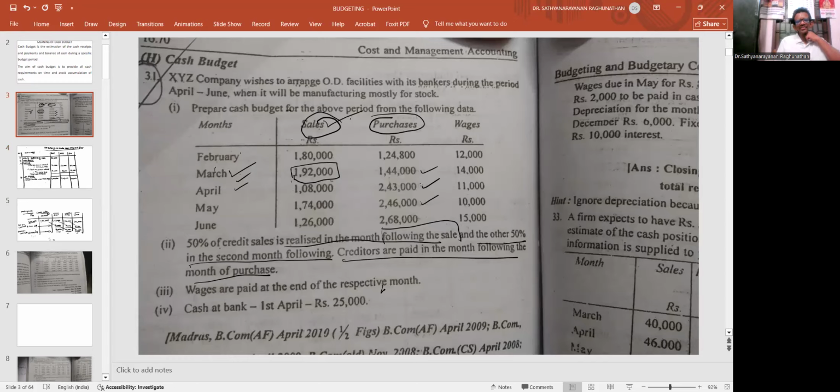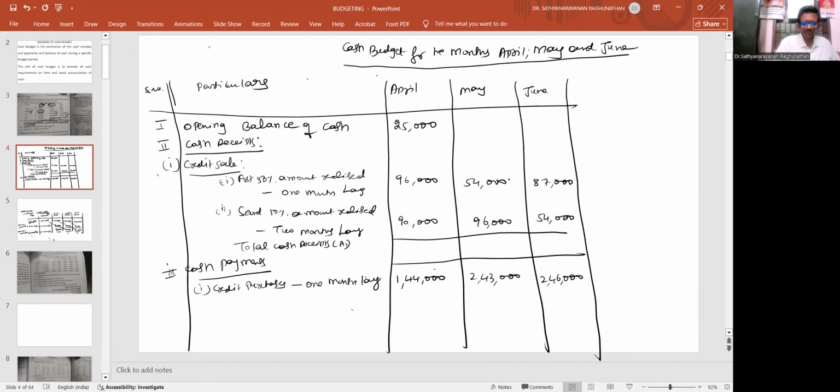And then wages are paid at the end of the respective month itself. No worry, no confusion. April month wage have been paid in April itself. May month wage have been paid in May itself. June month wage have been paid in June month itself. Okay, so no confusion. 11,000 for April, 10,000 for May and 15,000 for June.